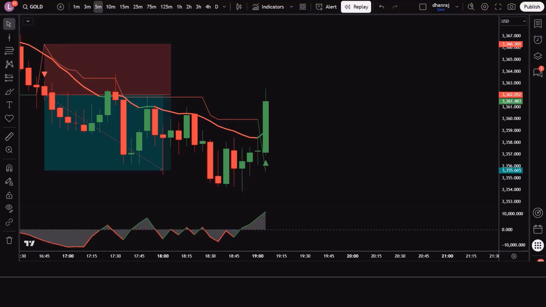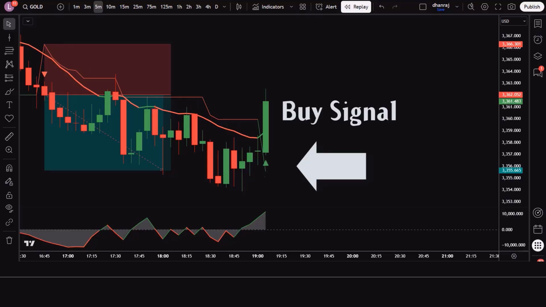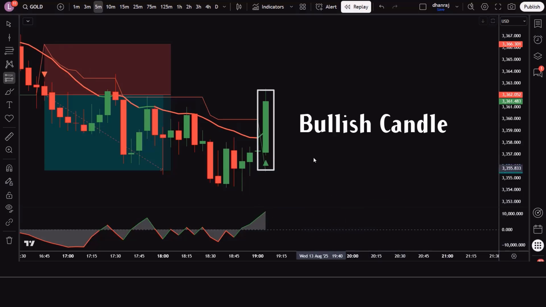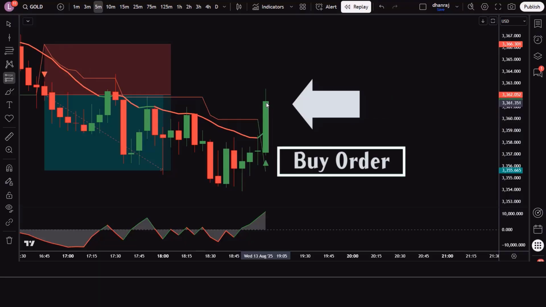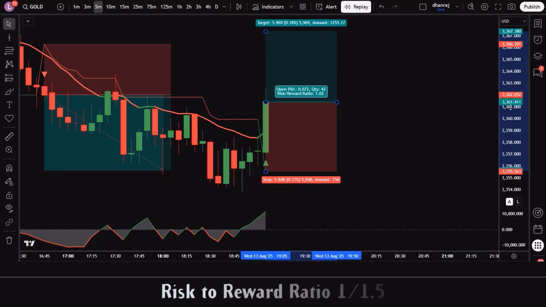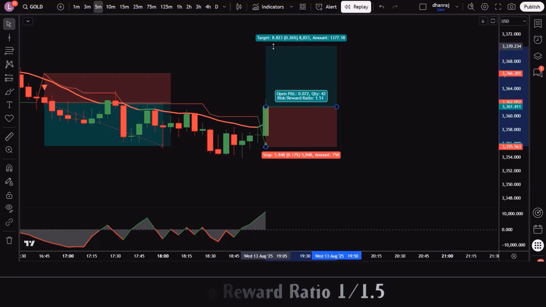We have got the signal. Here the ADX combined strategy indicator gives us a buy signal. Here the OBV oscillator indicator OBV point is above the zero line. Here the market has made a bullish candle to give confirmation. So all our conditions are being fulfilled, so we are placing an order to buy. Our stop loss is to be placed at the trailing stop line. And the risk to reward ratio will be 1:1.5.